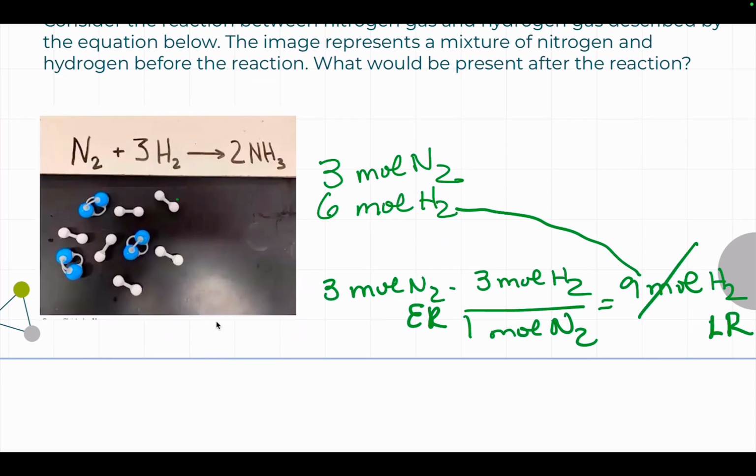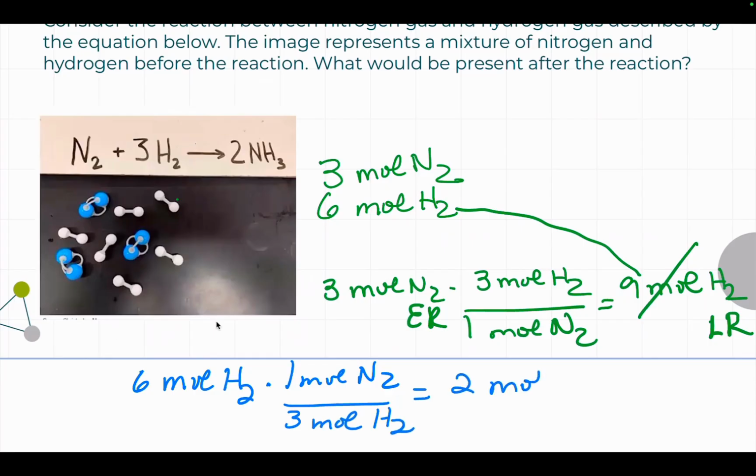But let's do it the other way and make sure we agree. If I were to have picked the hydrogen, 6 moles of hydrogen, convert it into nitrogen, I would have gotten 2 moles of nitrogen. And you can see that I do have that. So that means the nitrogen is my excess and the hydrogen is my limiting. So now they're asking me what would be present. The image represents what would be present after the reaction.